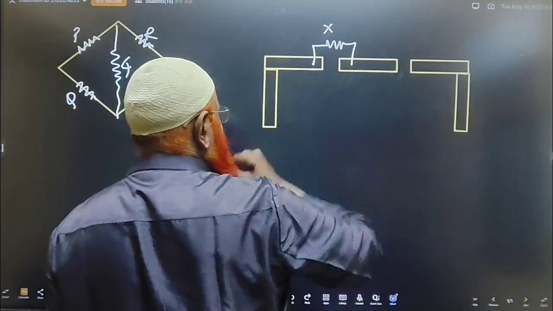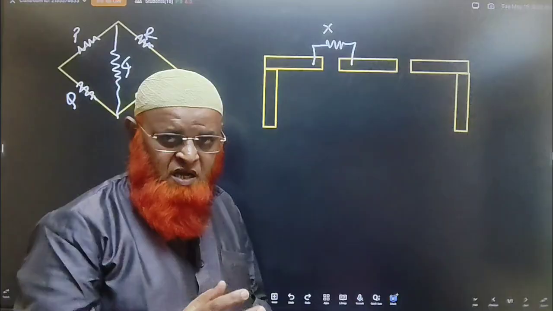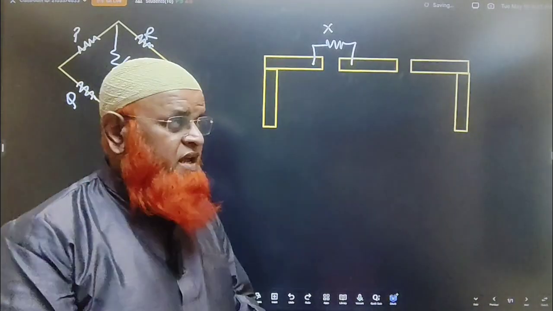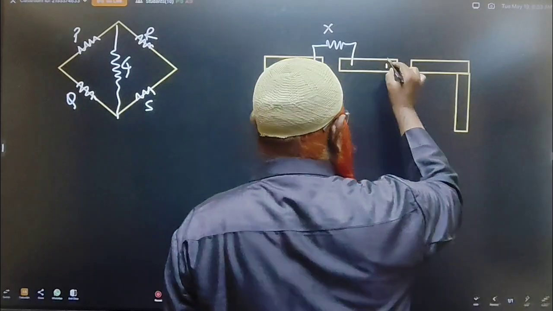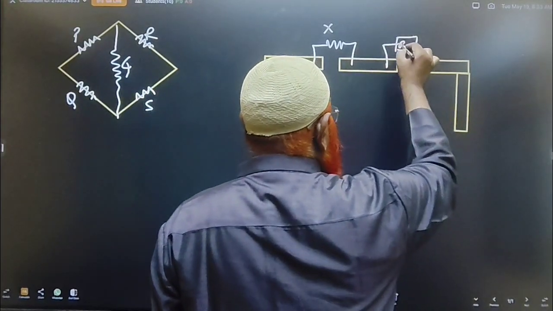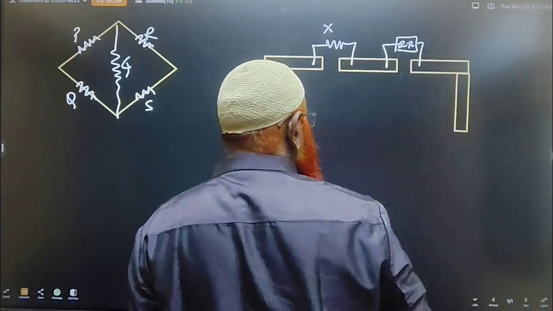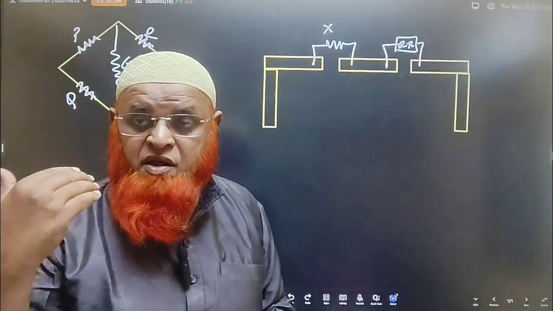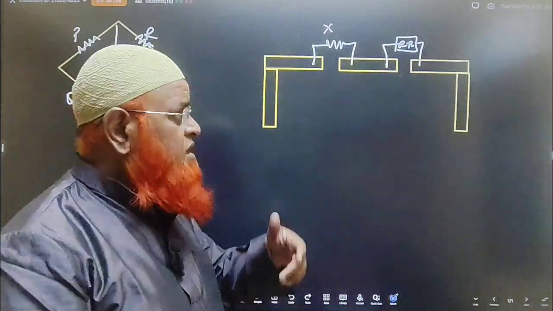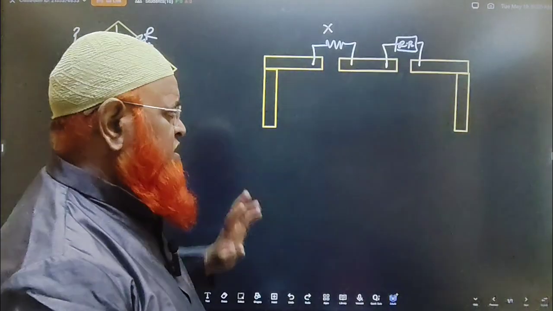This is called X, whose resistance you have to find out. I have given one wire. This wire you will fix here. And what you will do? You will keep one resistance box at this place, which is called a known resistance. This resistance box resistance can be adjusted according to your wish. It's a variable resistance. You can adjust that one.